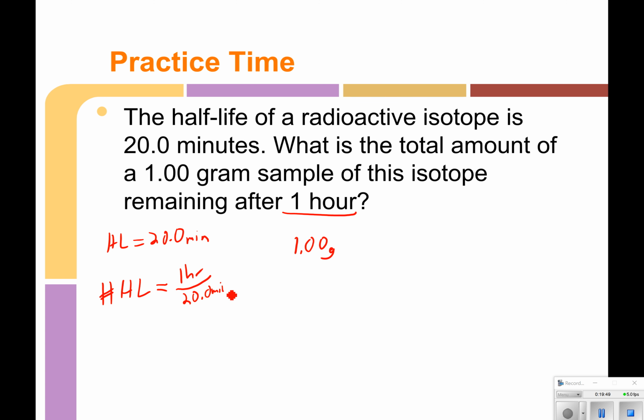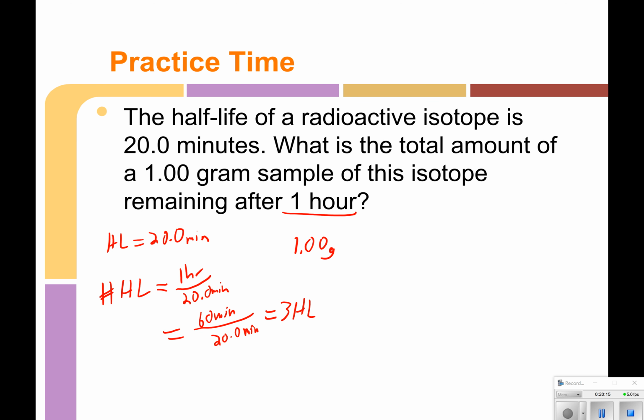Can this work? No, because we have hours and minutes. This has to get converted. 1 hour gets converted to 60 minutes over 20 minutes. And this comes down to 3 half-lives.